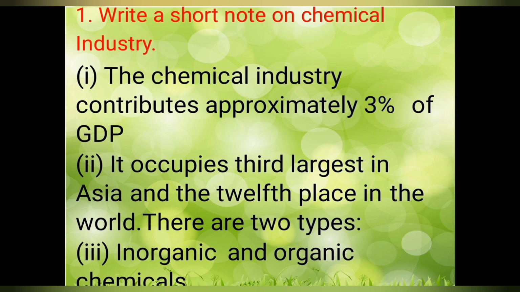First question: write a short note on chemical industries. If a 3 mark question comes, you should write all these points. First point, the chemical industry contributes approximately 3% of income towards GDP. Don't forget 3%. Second point, it occupies third largest place in Asia and the 12th place in the world. Next is important. There are two types of chemicals produced in our country: inorganic chemicals and organic chemicals. Then we can explain the difference between inorganic and organic.